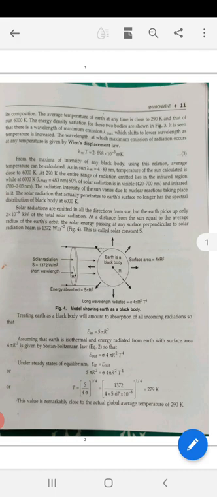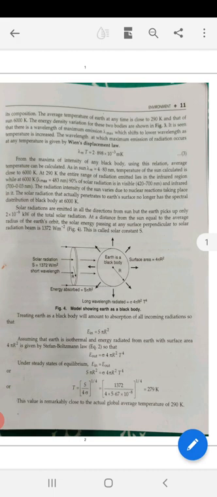It is seen that there is a wavelength of maximum emission, lambda maximum, which shifts to lower wavelength as temperature increases. It means lambda max for earth will be shifted towards right, while the sun's lambda maximum will be shifted towards left. The wavelength at which maximum emission of radiation occurs at any temperature is given by Wien's displacement law, and this law states that lambda m into T is equal to 2.898 into 10 to the power of minus 3 meters Kelvin. From the maximum of intensity of any black body, using this relation, average temperature can be calculated.